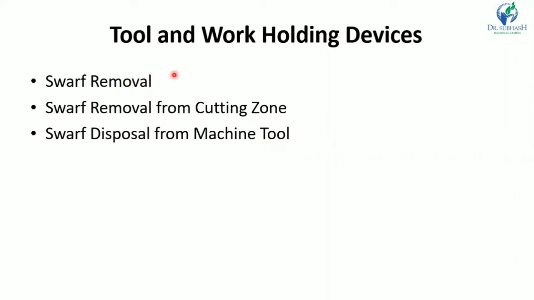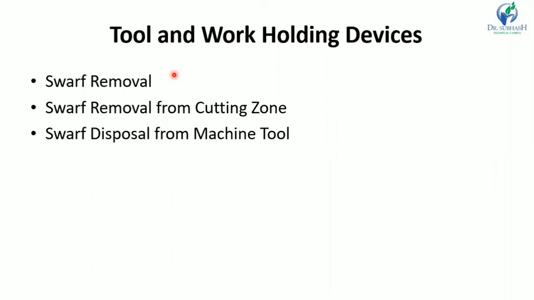CNC machines are designed to work at optimum cutting conditions with improved cutting tools on a continuous operation basis. So the cutting time is much more in a CNC machine, and the volume of swarf generated is also more. Unless the swarf is quickly and efficiently removed from the cutting job, it can affect the cutting process and the quality of the finished products.